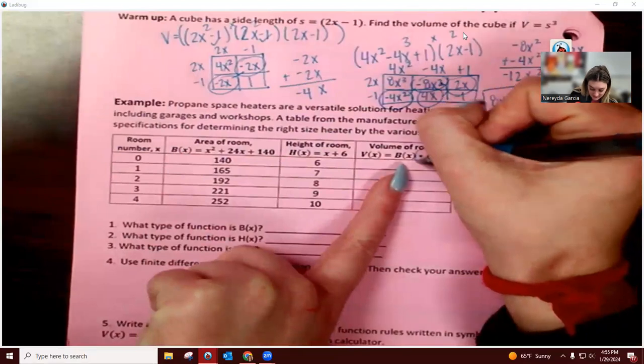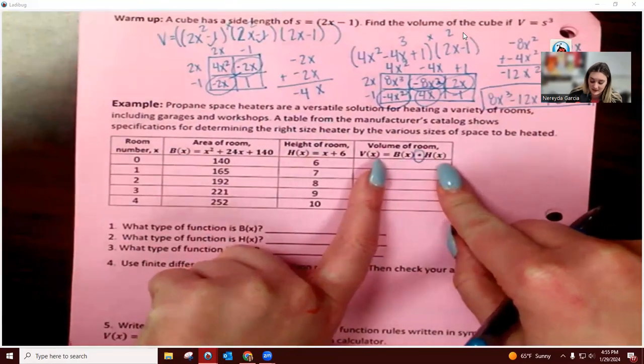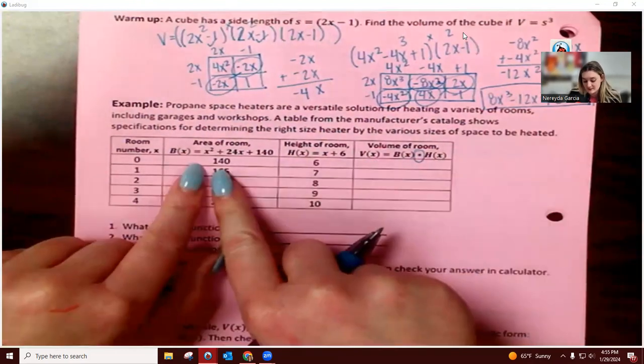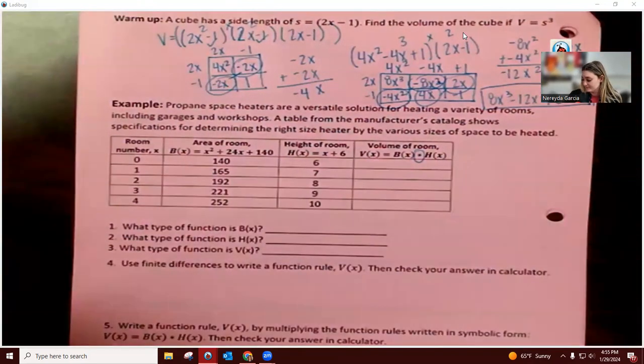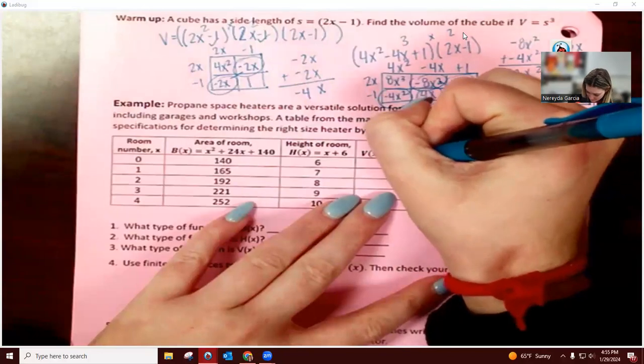So let's look and see what we're doing. It's telling me to multiply my b of x times my h of x. So I take my b column, multiply it by my h column. So I'm going to do 140 times 6. 140 times 6 is 840.